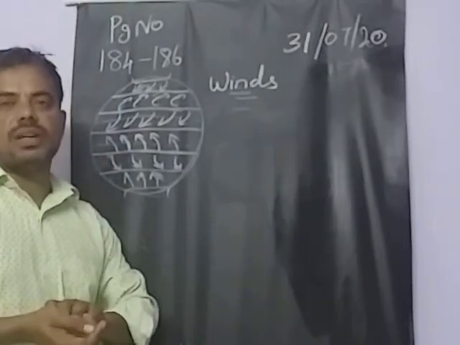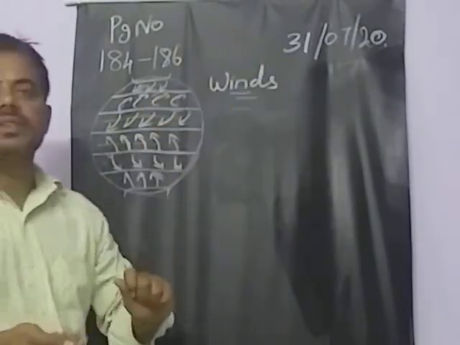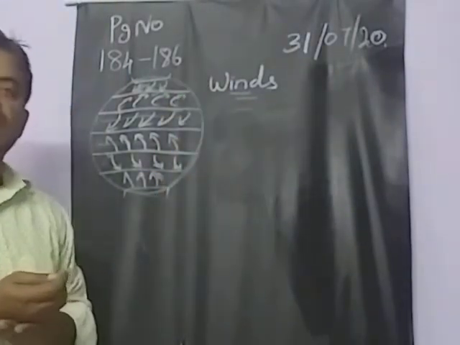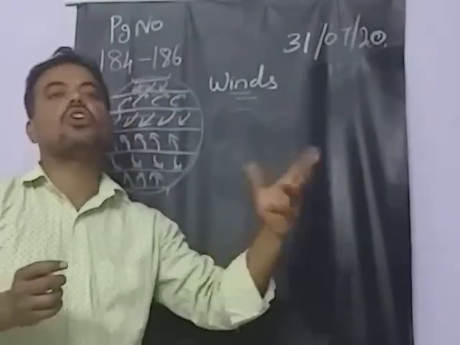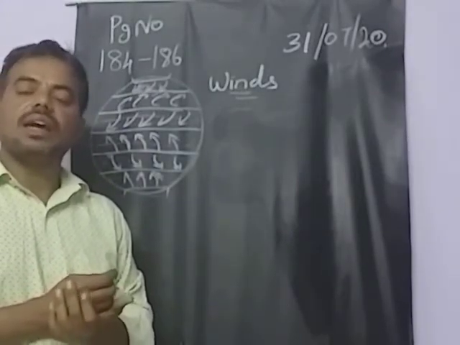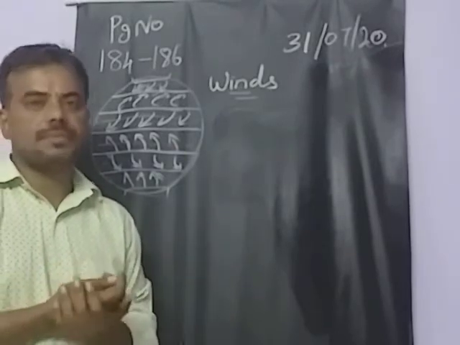The name is atmosphere. In that we have seen so many topics. Today we are going to see about the winds alone. So what does wind mean? When air blows horizontally, it is called wind, at different speeds and in different directions.